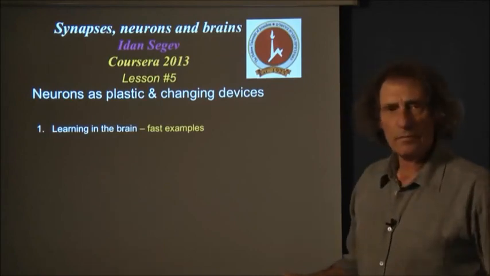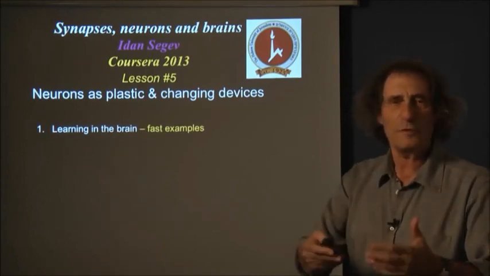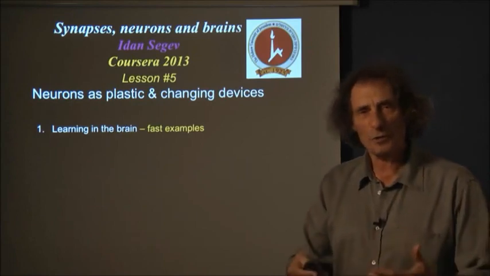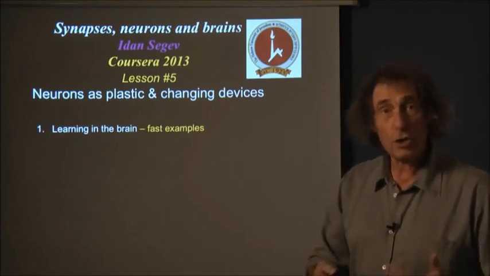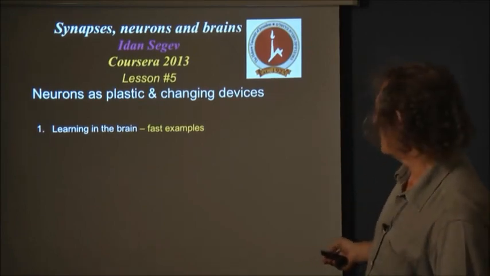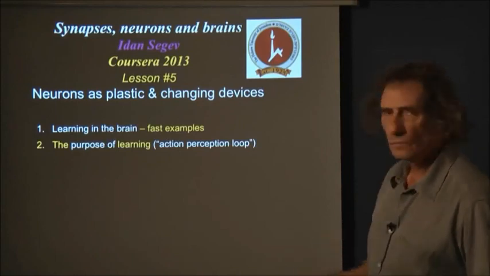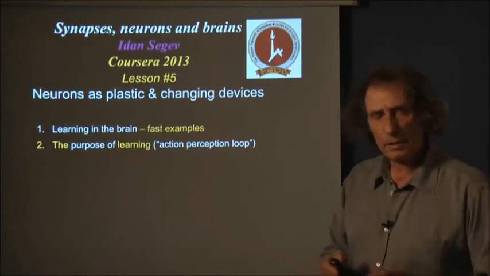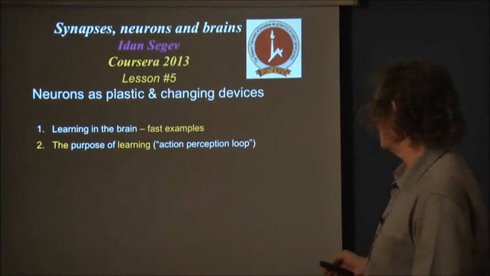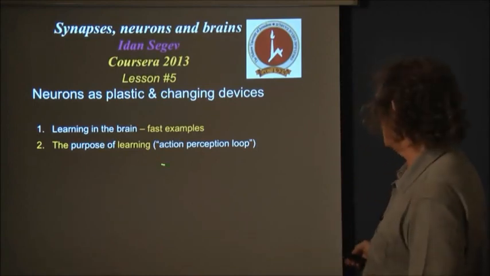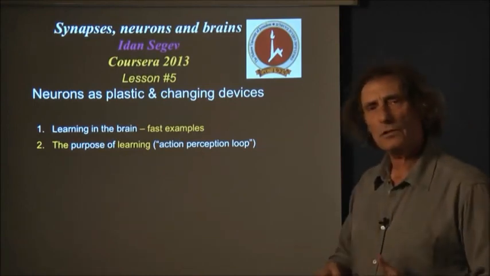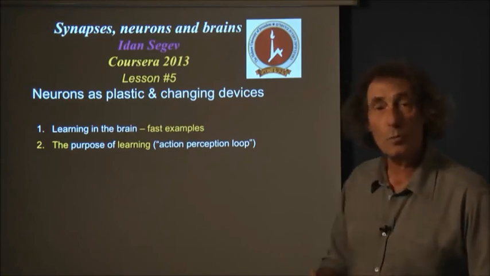So I will start with some fast examples just to convince us all. What we already are convinced with is that we are a learning machine. I'll give some fast examples. I will try to discuss a little bit the purpose of learning. And in particular, I want to highlight a concept that is called the action-perception loop.